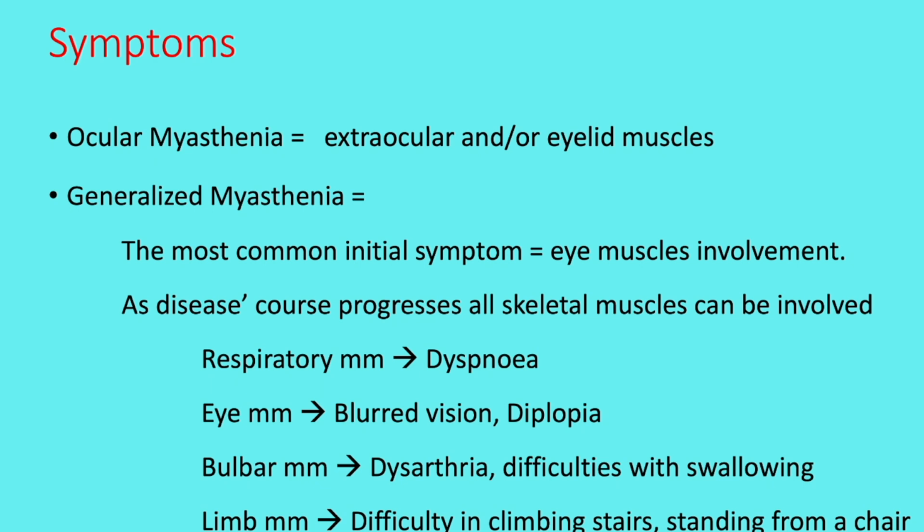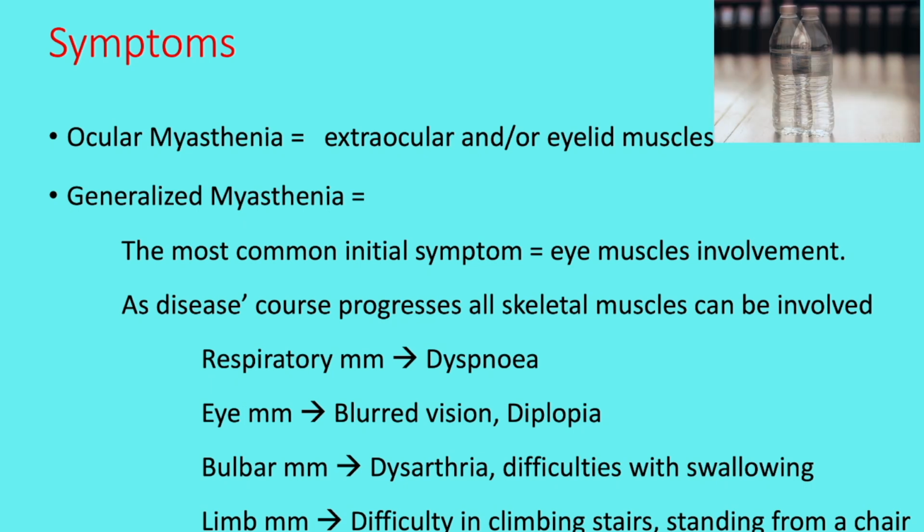Ocular myasthenia affects extraocular and eyelid muscles, but generalized myasthenia, we said, can affect any skeletal muscles of our body. The most common initial symptom in generalized myasthenia, because it affects more than one muscle group, is that it affects the eye muscles first, and as the disease progresses, it can affect the respiratory muscles, which can cause dyspnea, in the worst case respiratory failure. It can affect the eye muscles, causing blurred vision or diplopia.